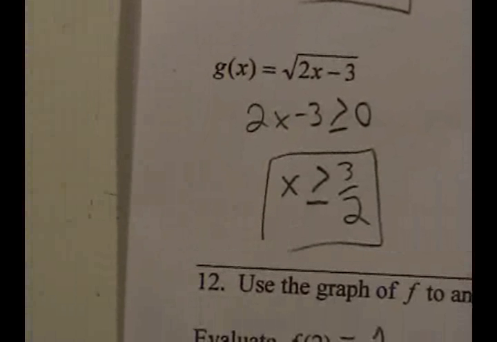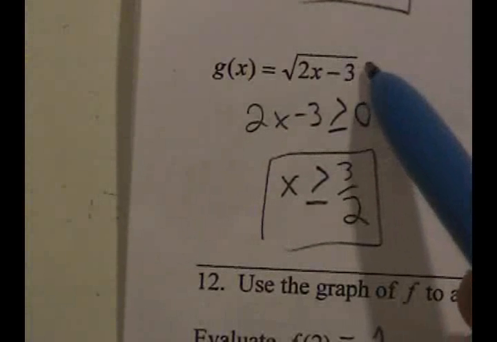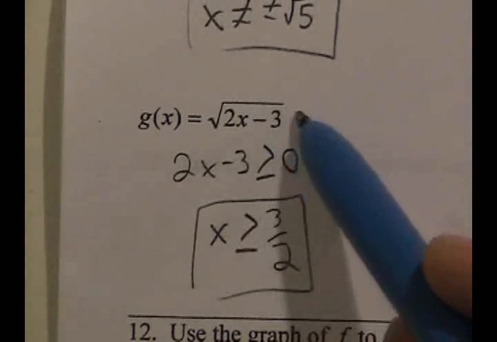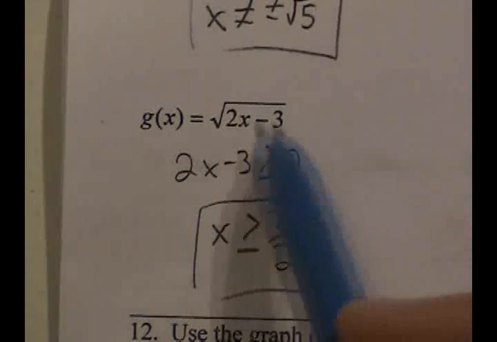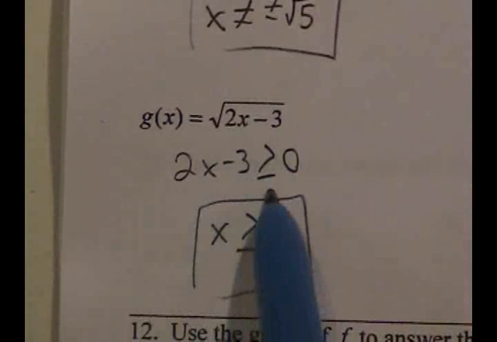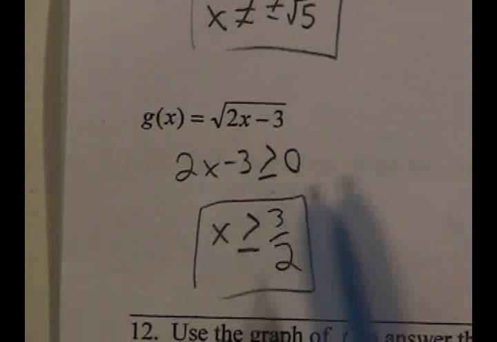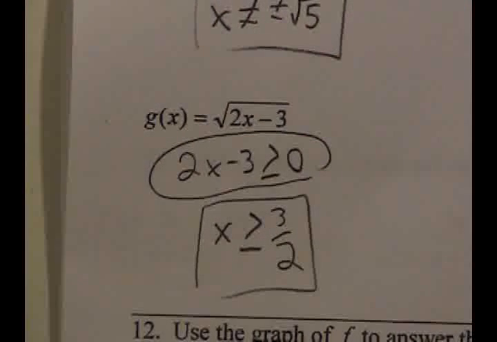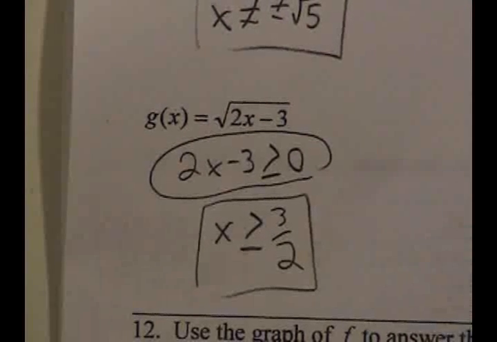Alright, here's a radical one. With the radical ones, typically we set it up so that out pops the actual domain. We want to make sure that 2x minus 3 is greater than or equal to 0. So that's the way that you set this inequality up, and the solution of the inequality will be the domain.